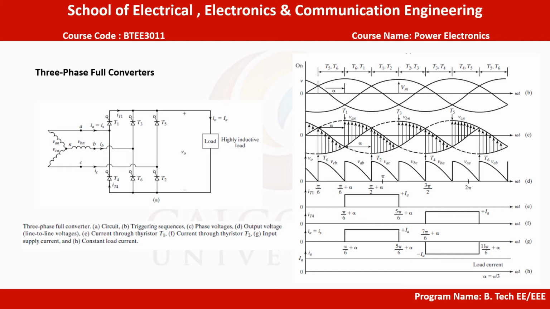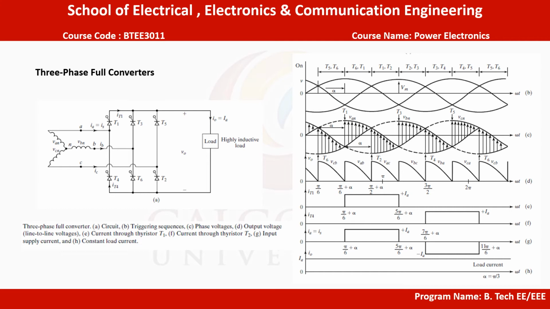Three-phase converters are extensively used in industrial applications up to 120 kilowatt level where two-quadrant operation is required. Figure shows a full converter circuit with a highly inductive load. This circuit is known as three-phase bridge. The thyristors are fired at an interval of pi by 3. The frequency of output ripple voltage is 6 Fs and the filtering requirement is less than that of three-phase semi and half-wave converters. At omega t equal to pi by 6 plus alpha, thyristor T6 is already conducting and thyristor T1 is turned on.